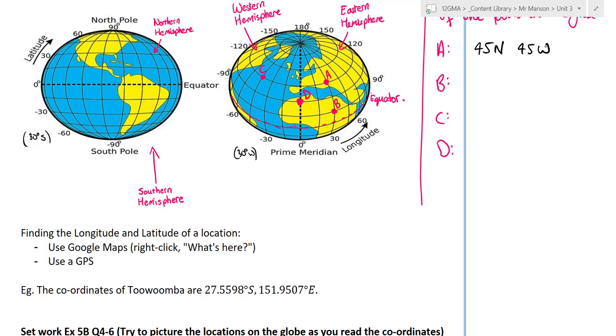E is here, which is 15 degrees north and 30 degrees east. And then A is 45 degrees north and 30 degrees east. And you can also find longitude and latitude on Google Maps as well if you need to. So that's exercise 5B, and you should be able to do it to question 6.